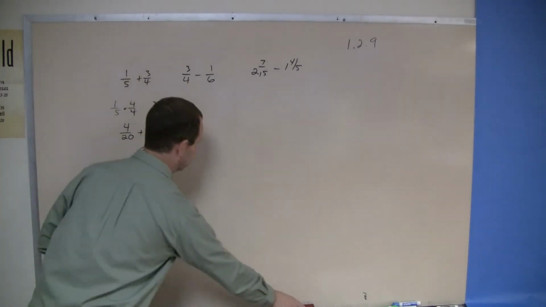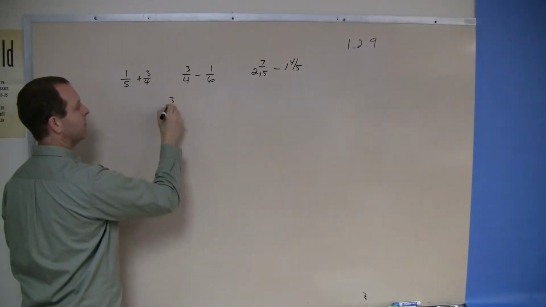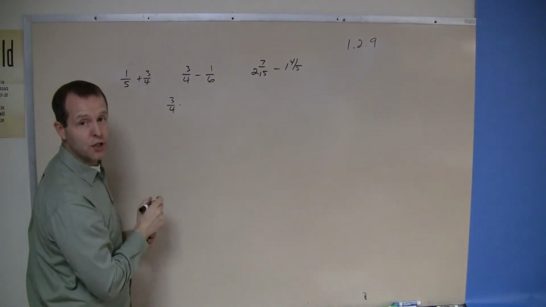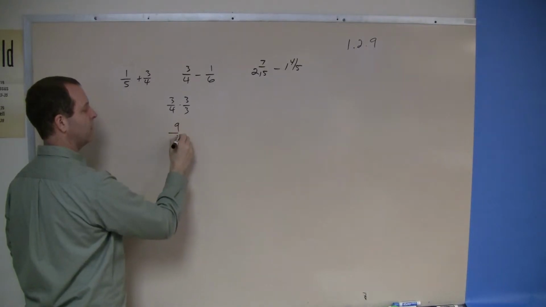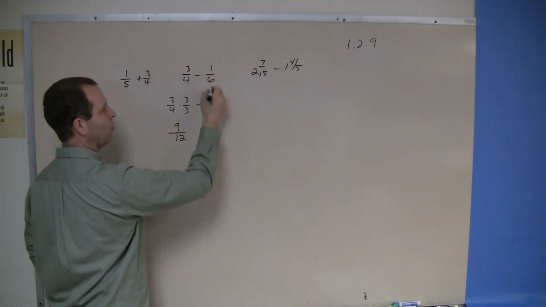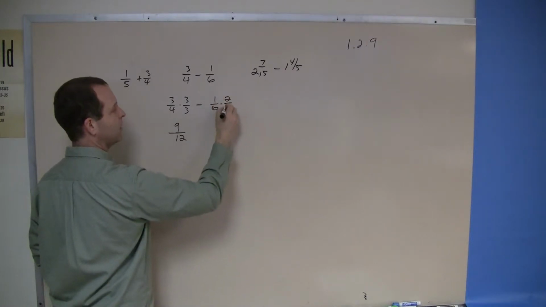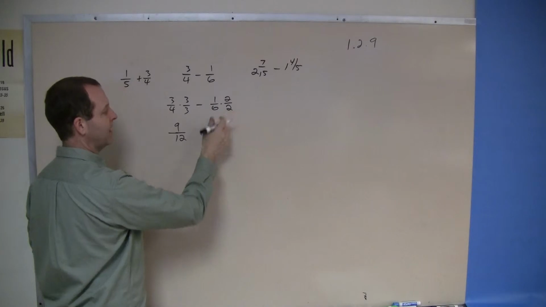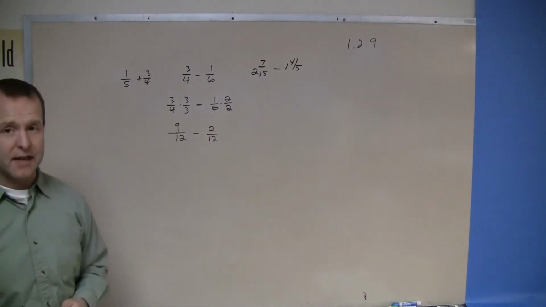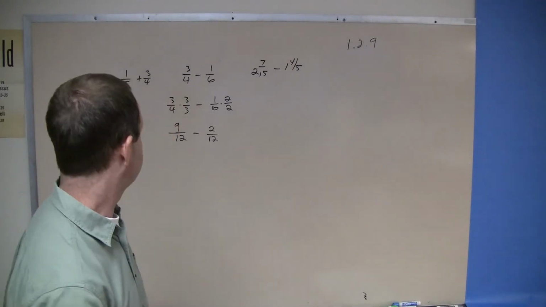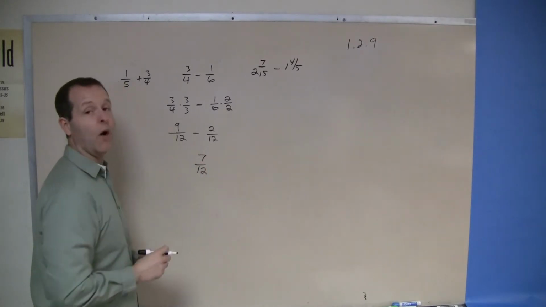So I'm going to rewrite 3/4. I'm going to multiply it by a clever version of 1, and the one I'm going to choose is 3 over 3. So that gives me 9/12 minus 1/6, and I'm going to write that as 1/6 times 2 over 2. And that's going to give me a denominator of 12, and a 2. So now I have the equivalent expression of 9/12, take away 2/12, and that results in 7/12.